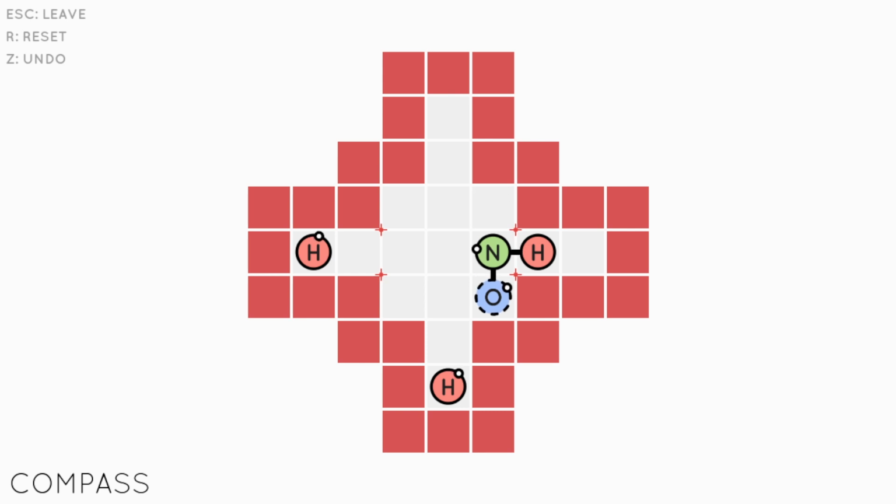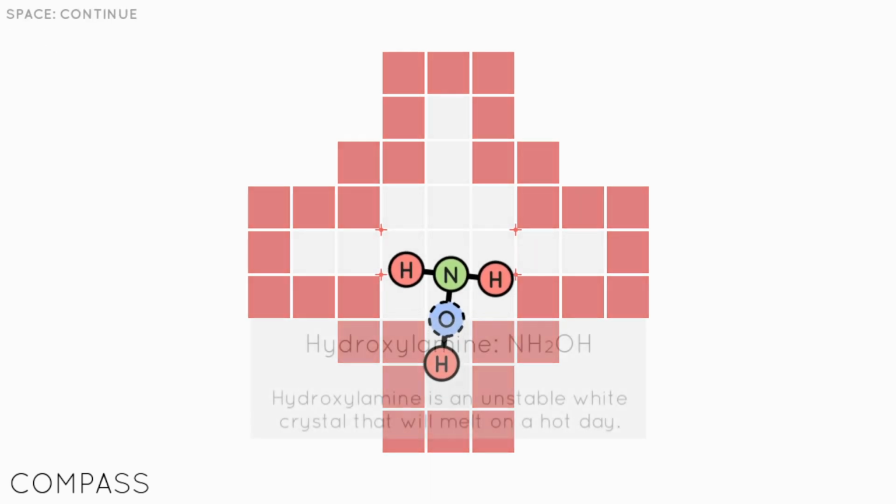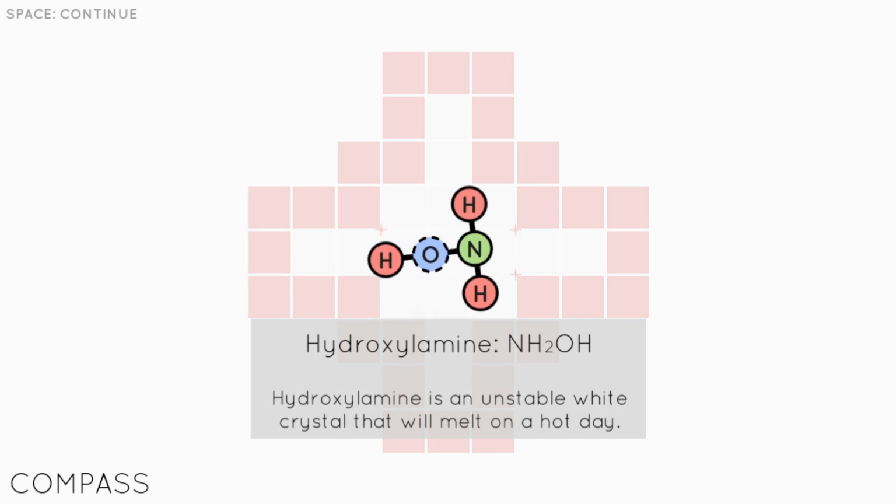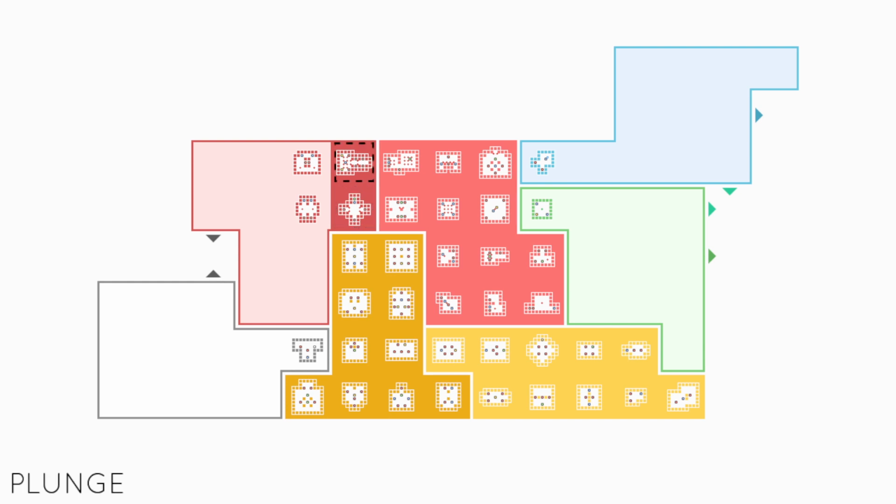If I can pull all of you out, except the bottom one I cannot pull out. So I want to do this first. I want to break you and then form that over here, but not quite. I want to form that and then that and then that. Alright, there you go. Hydroxylamine is an unstable white crystal that will melt on a hot day like ice cream. Don't eat that though. Do not eat hydroxylamine.